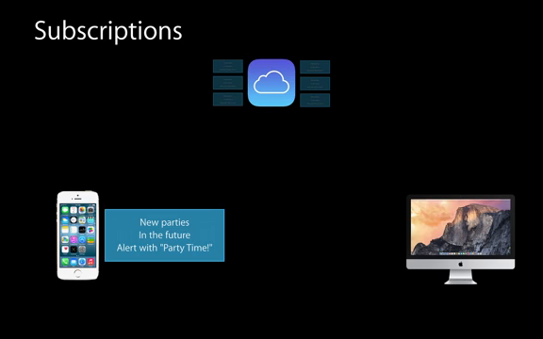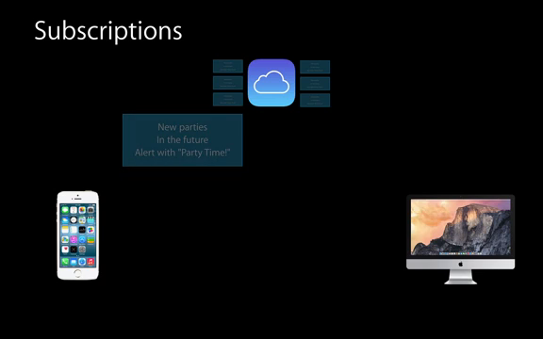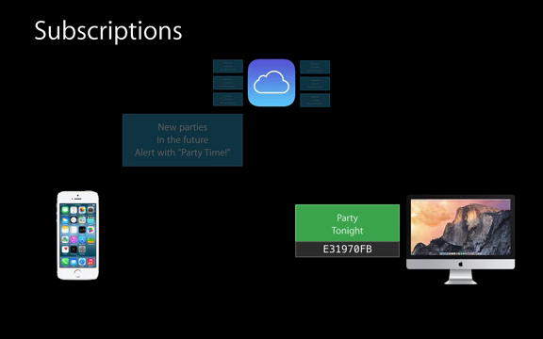Here we have a phone, and that phone is interested in parties that are going to be happening in the future. This phone, when it sees that happening, wants to be alerted with a push that says party time. The phone's going to go ahead and save that up to iCloud, and iCloud's going to shuffle it away with all the other subscriptions. Now along comes the Mac. The Mac creates a new record. It's a record type party, and it's happening tonight.